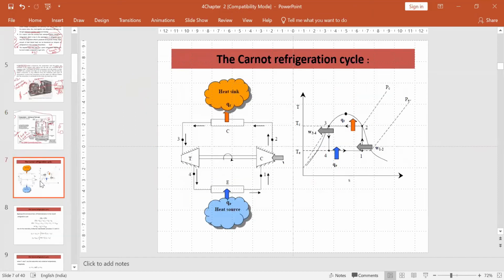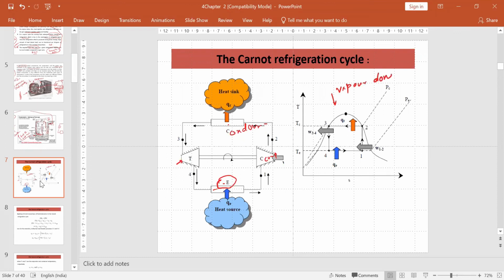Now we'll analyze the Carnot refrigeration cycle. Here you see in the Carnot refrigeration cycle, there is a compressor, this is the condenser, then this is the turbine, or we can say expansion valve, and this is the evaporator. Evaporator means here the refrigeration takes place. Now first try to understand the meaning of this. This is called the vapor dome.